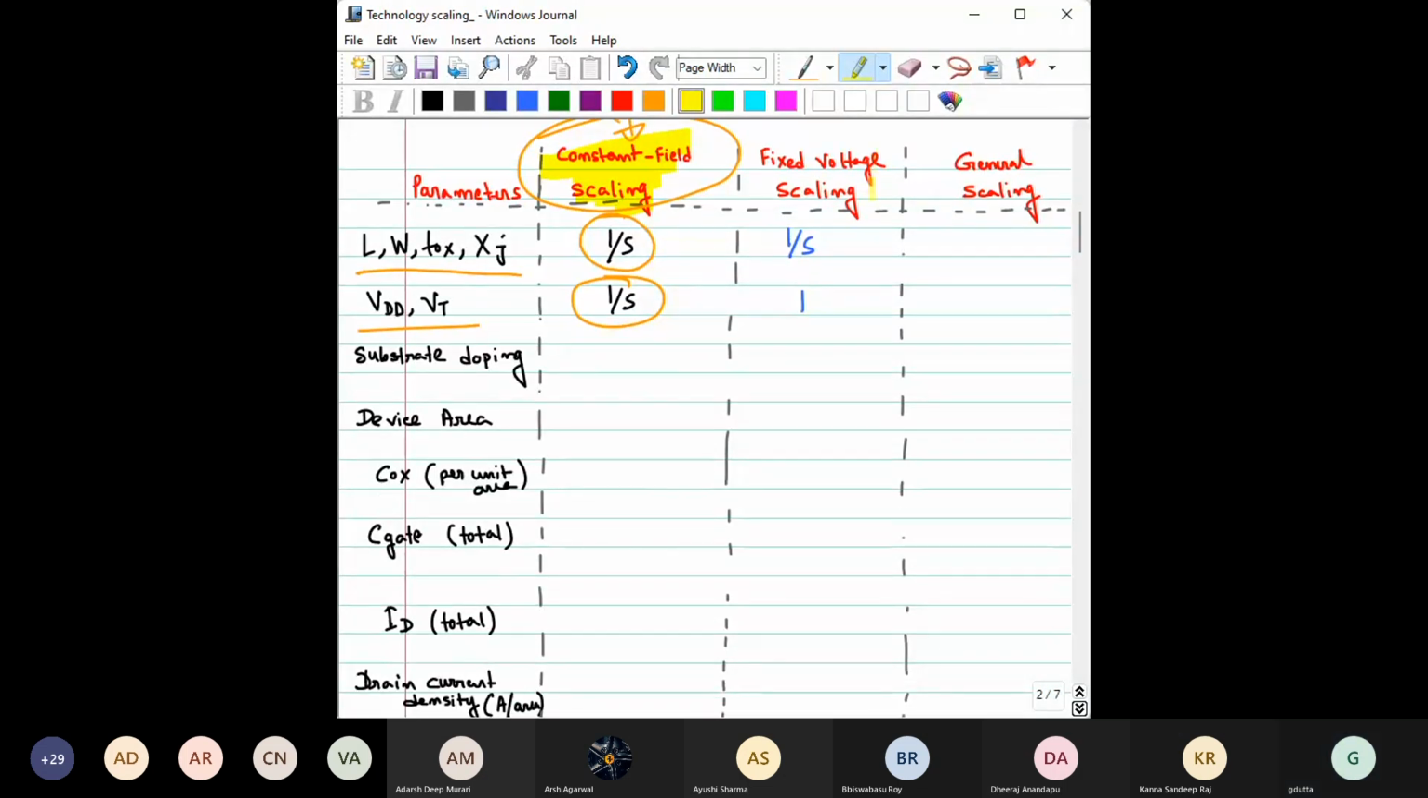Now we understood one thing: in constant field scaling, or constant electric field scaling, how we are going to scale the physical length as well as the supply voltage and VT. VT is the threshold voltage. Then from this, can you tell me what will happen to the device area? 1 by S square, right? Yes, so it is 1 by S square.